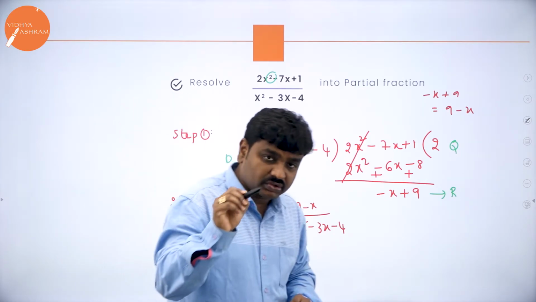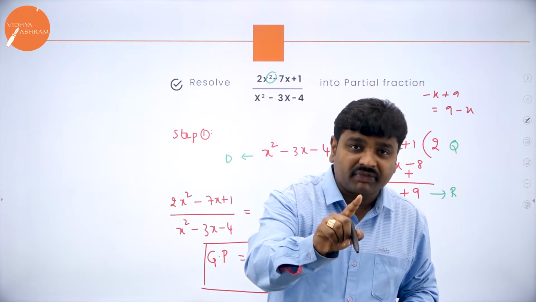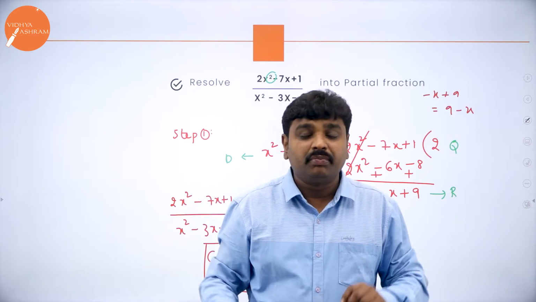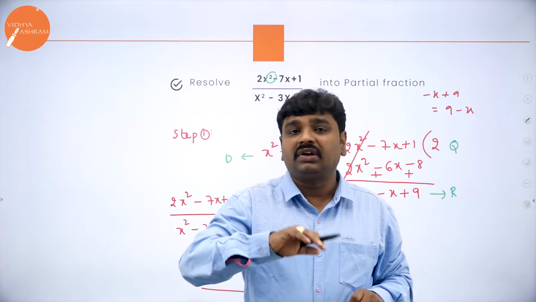I hope all of you understood the first step. In the first step, what have we done? We converted the improper fraction to a proper fraction. We cannot resolve into partial fractions without converting.